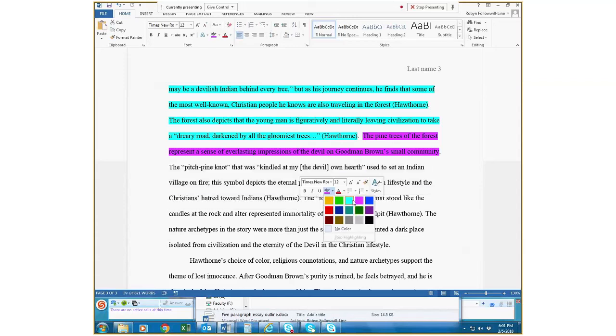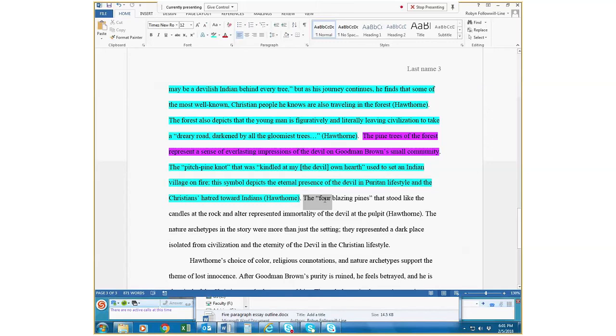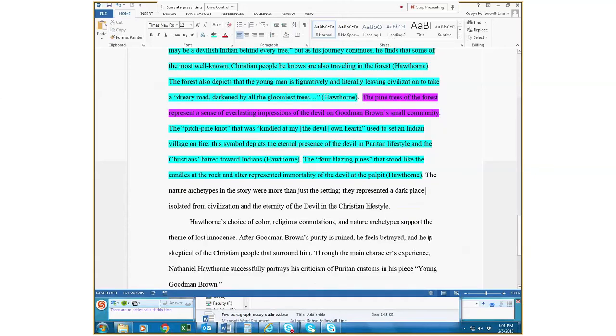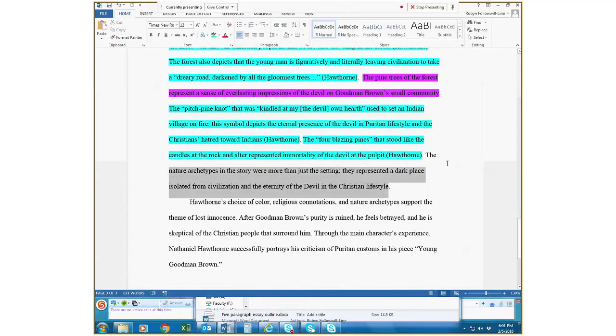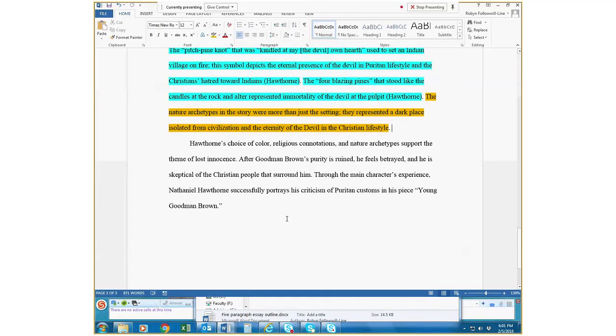The four blazing pines that stood like candles at the rock and altar represent immortality of the devil at the pulpit. The nature archetypes in the story were more than just setting. They represent a dark place, isolated from civilization, and the eternity of the devil in the Christian lifestyle. Okay, so that's our last body paragraph.